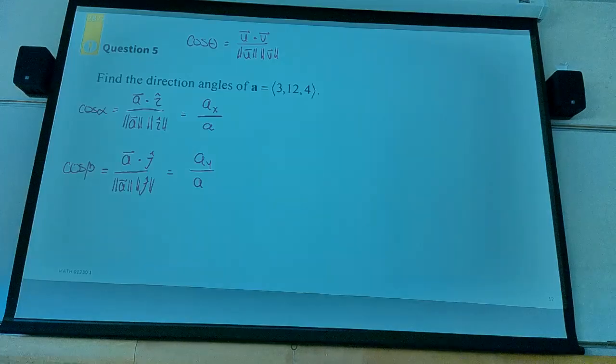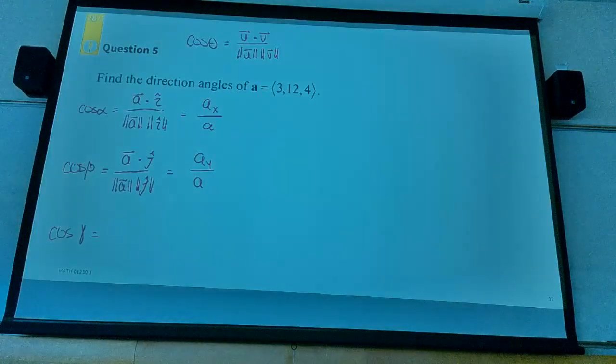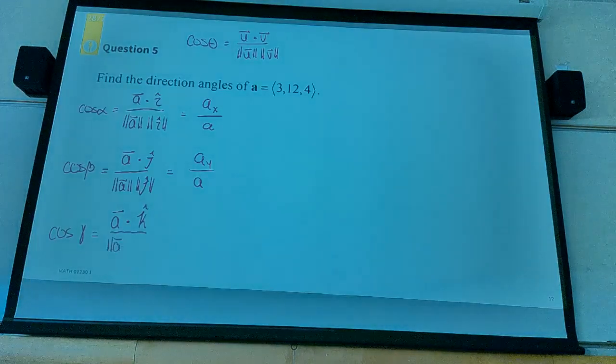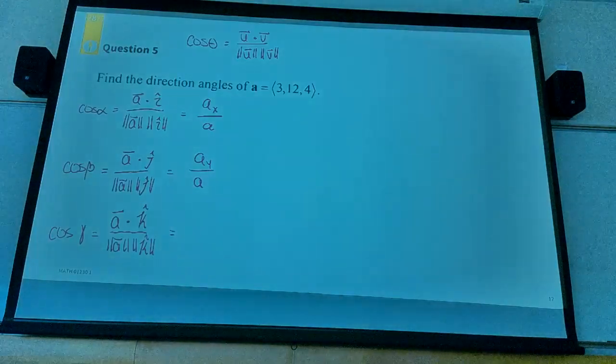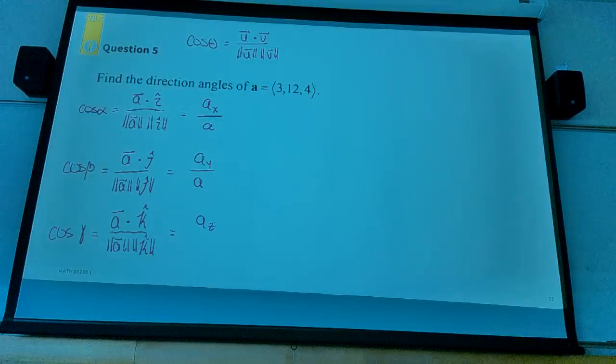I wonder what this one's going to be. What does gamma measure? Z. So it's A dot what? K hat. What happens when you dot a vector with k hat? You get the z component. What is the magnitude of k hat? There are your 3 direction angles, or direction cosines rather, for any vector.